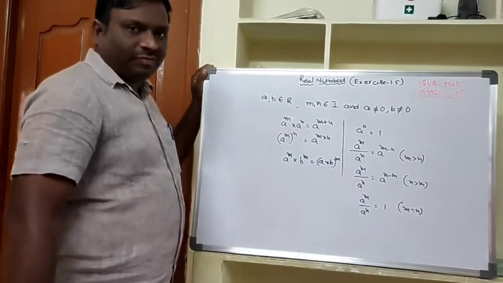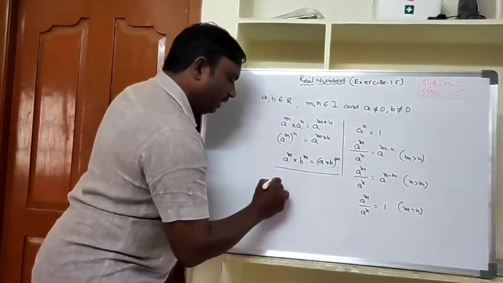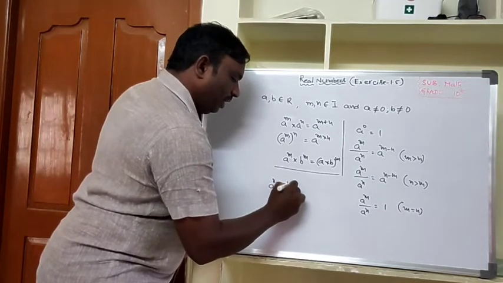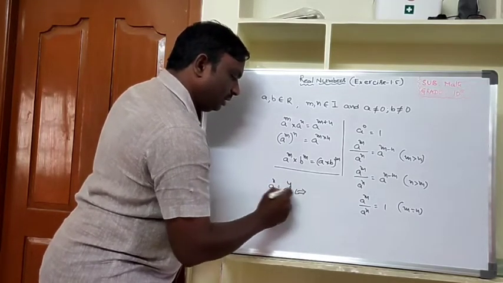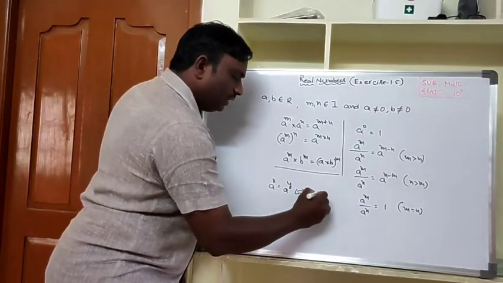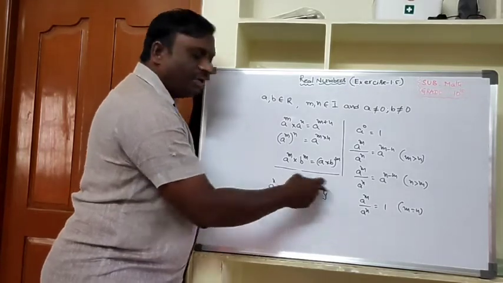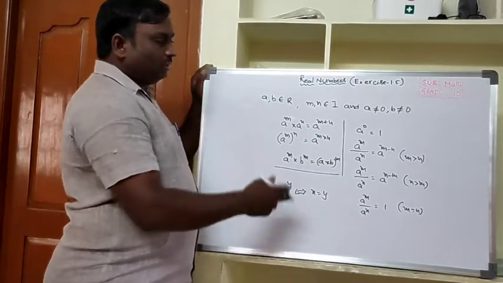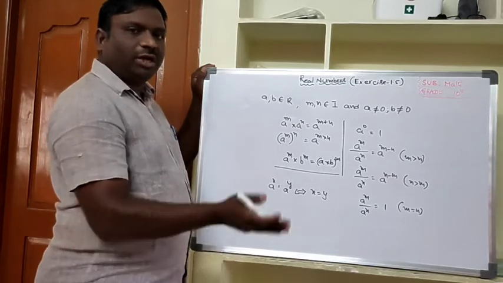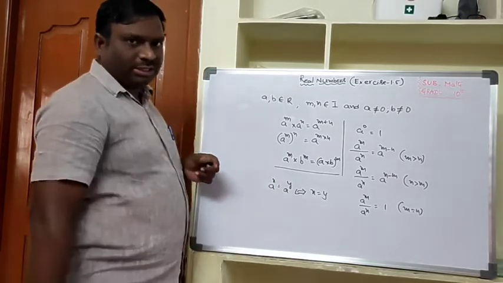So these are the laws of exponents, and one more law is there: if a power x equals a power y, then with both bases equal, we can equate the exponents also, x equals y. So if both bases are equal, we can equate the exponents. These are the laws of exponents we have learned in previous classes, and we can use them in this exercise.